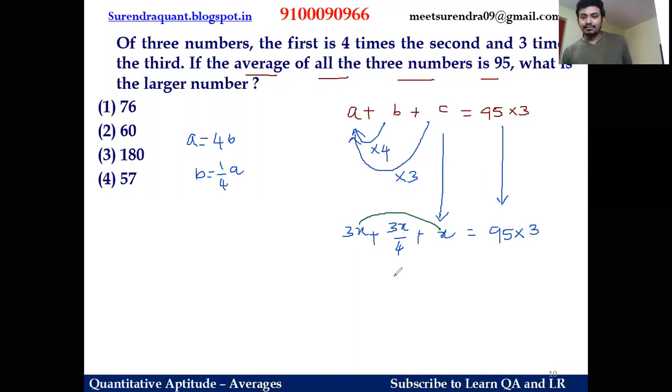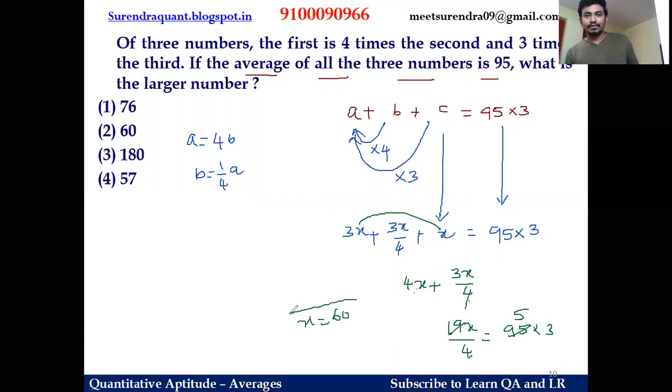Now see this, guys. 3X plus 3X by 4. Okay, let me write one step. If anybody is confused, it will be better to have a clear idea. So if you take LCM, 4 into 4, 16. 16 plus 3, 19X. So friends, 19X by 4 is given as 95 into 3. So 19 goes 5 times. 5 3s are 15. 15 times 4 is 60. So X is 60.